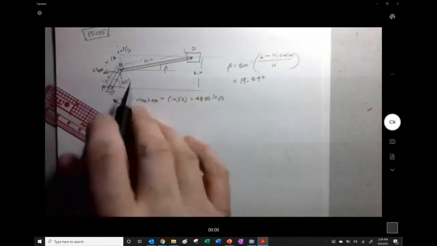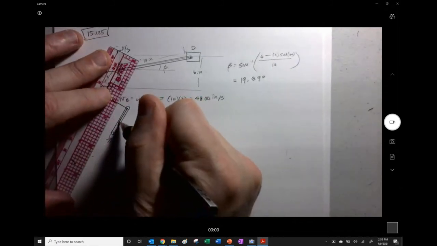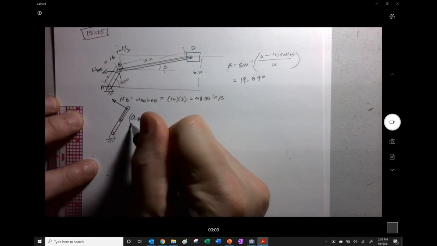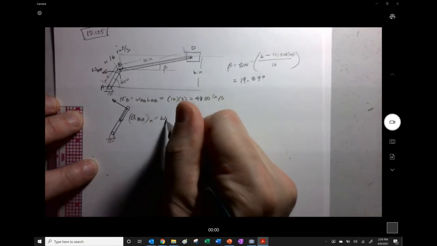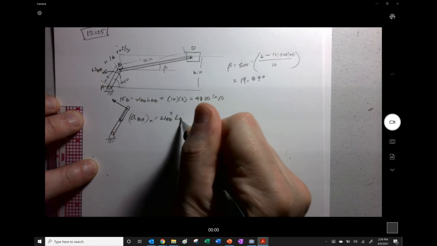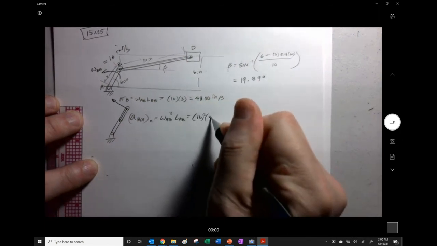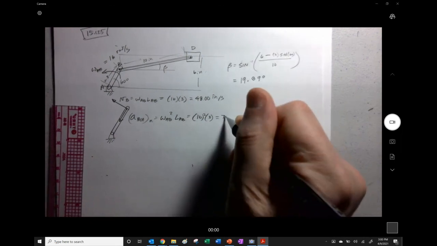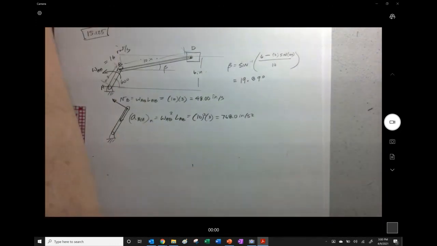And this is constant right here, so there's no tangential, but there is an acceleration in this direction, which is going to be the acceleration of B with respect to A in the normal direction, and that's going to be omega AB squared times LAB, or 16 squared times 3, and that is 768 inches per second squared. Okay.